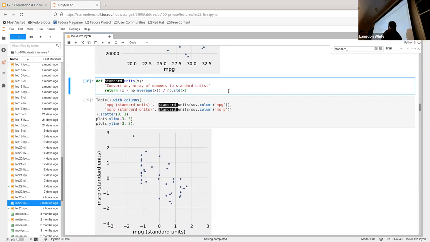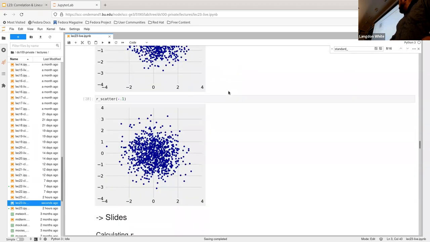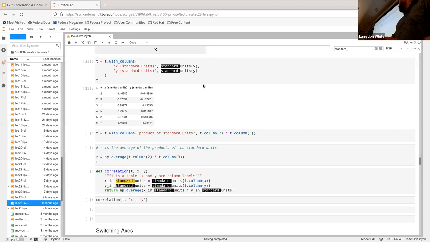Okay. So it's going to convert any array of numbers to standard units. And we talked about this on the slide, right? Whatever the input is, we're going to take that minus the average of X. And because it's an array, we're going to do a subtraction against the entire array. Then we're going to divide those by the standard deviation of X. So that's how we get these values down here. So yeah, that's why putting the functions far away from the usage is a little difficult.